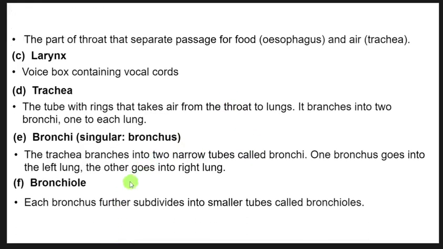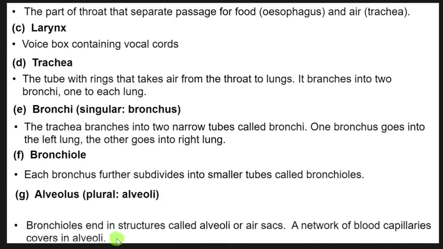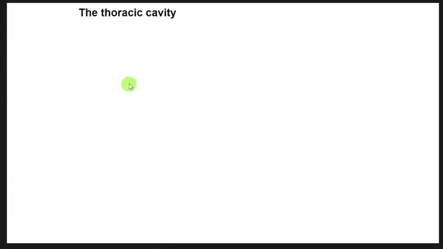All right, from there next is the alveolus, plural alveoli. Bronchioles end in structures called alveoli, or air sacs. A network of blood capillaries covers the alveoli. All right, so let's look at the thorax cavity.